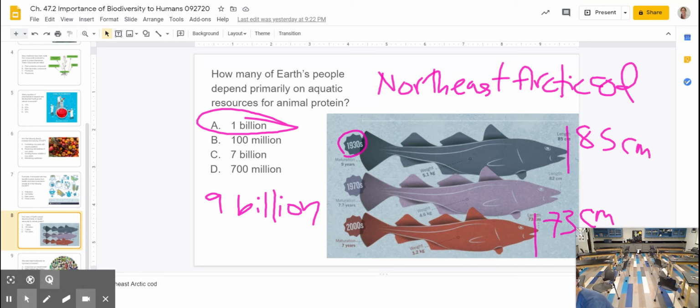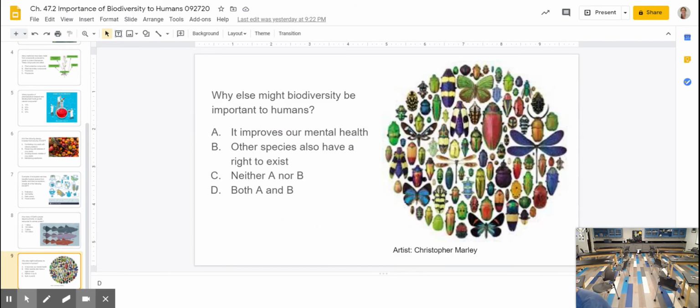All right, last slide. This is the last slide. Okay, so the chapter ends by just briefly discussing a couple more ways that biodiversity is important to humans. They don't discuss them at length. I feel like they don't really give them enough service, but why else might biodiversity be important to humans? Besides the things we mentioned above in terms of ecosystem services and agriculture and medicine and wild food populations, why else might biodiversity be important?